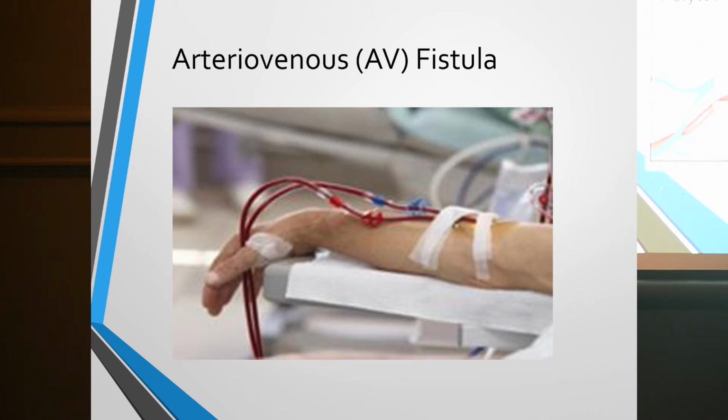This third form of access, which you may have seen quite commonly in your practice, is a catheter. Sometimes you use the term permacath, meaning permanent catheter. It is a misnomer because nothing is permanent. This can come out. This is not a preferred form of access for the majority of patients.